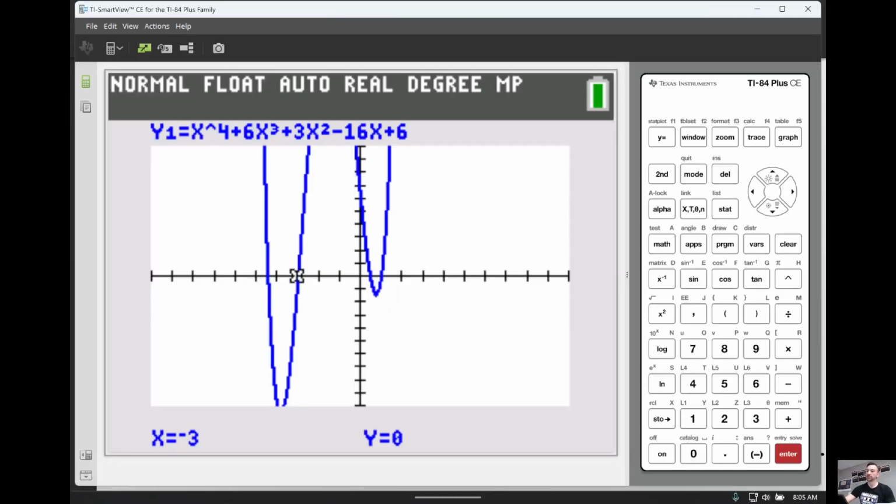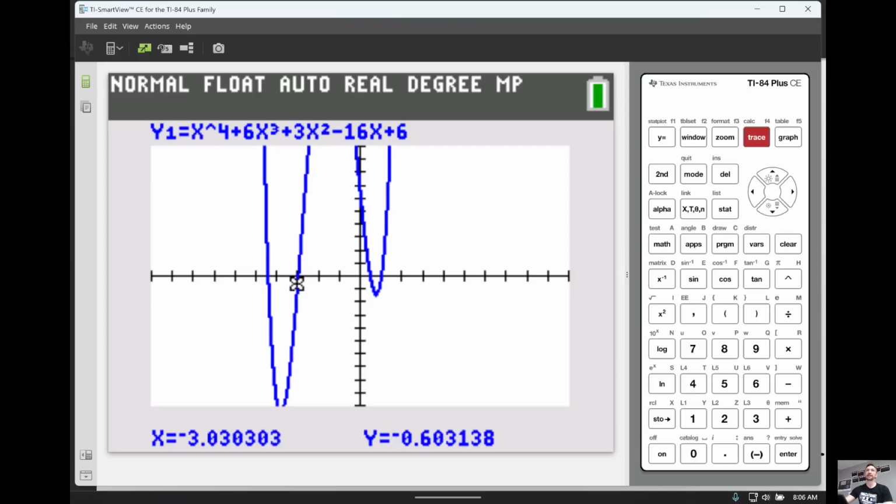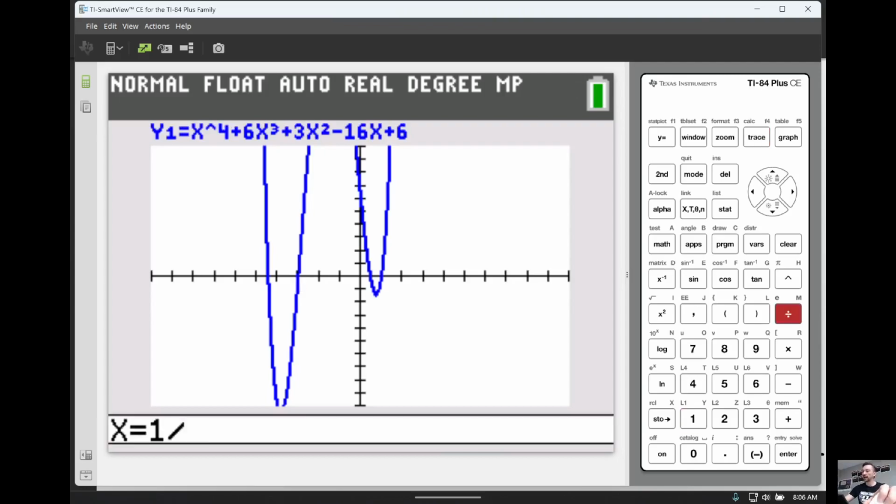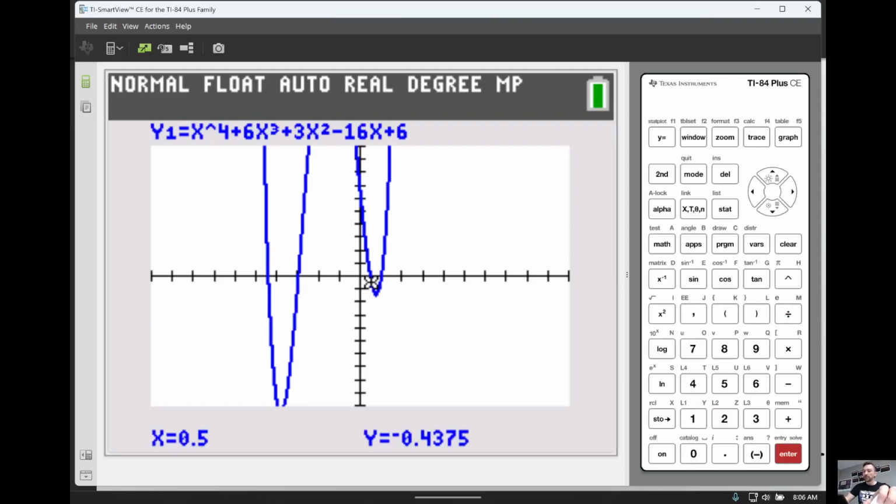Okay, what about this one? What do you think it might be? Okay, so 1/2 is a good guess. Is that not what I said? 1/2? Okay, but if you assume that, you're going to be wrong. If you do trace 1/2 enter, when x is 1/2, y is not quite 0. So it was close, but not 1/2.